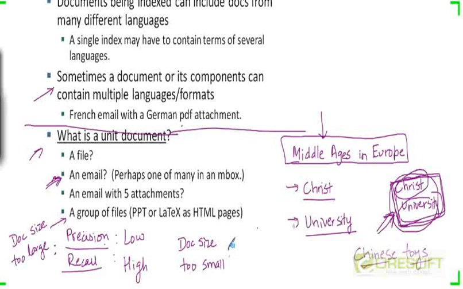But what if you make the document size too small? Maybe there are some relevant documents where the word Chinese appears and the word toys appears in the same paragraph, but not in the same sentence. So if you were to make every sentence into a separate document, then you would lose these associations, right? You would lose these documents. Do you see that?